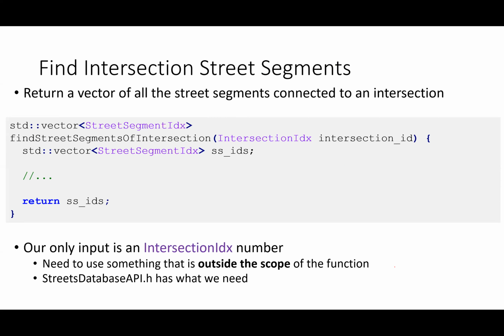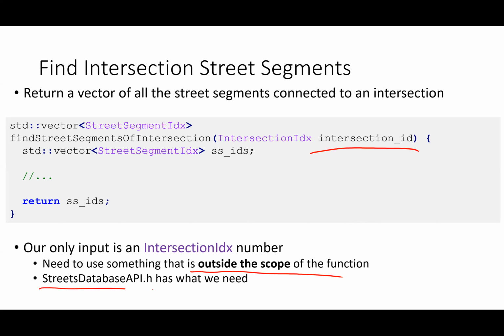Now I need to actually figure out how to fill in this vector. And it's pretty clear I need to look at some information that's outside the scope of this function. The only thing this function has passed into it is a single integer, so there's no possible way I can just look at that integer and figure out the answer. I've got to look at some other information.